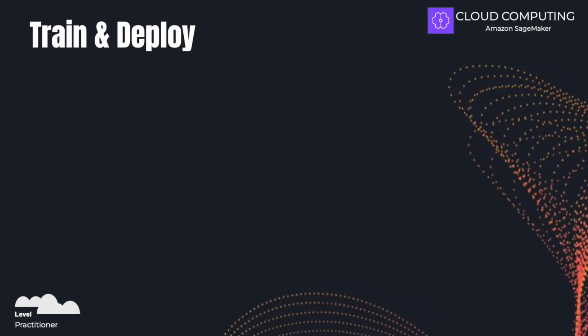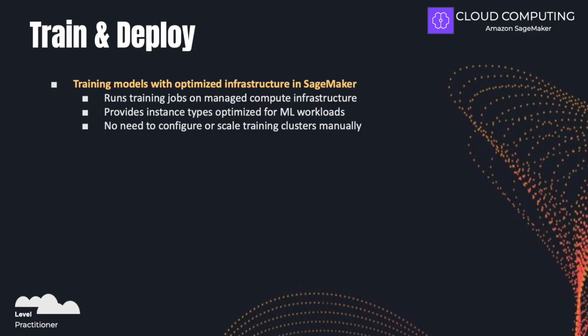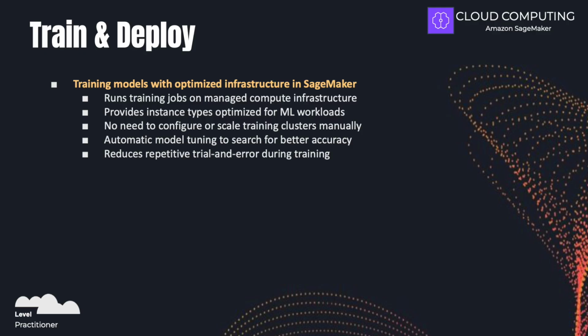Once you've picked a model, you move on to training models on optimized infrastructure. SageMaker runs your training jobs on managed compute infrastructure, including instance types that are optimized for machine learning workloads, so you don't have to manually configure clusters or worry about scaling them up and down. SageMaker can also perform automatic model tuning, where it tries different configurations for you and searches for a combination that produces better accuracy. This saves you from a lot of repetitive trial and error work.